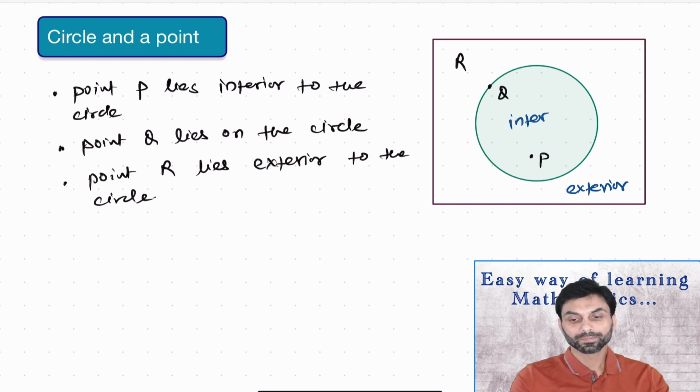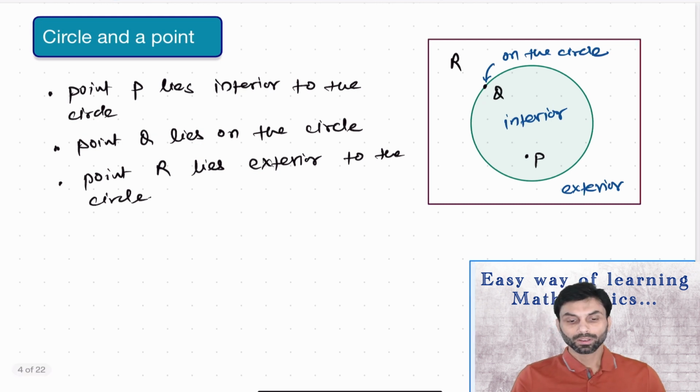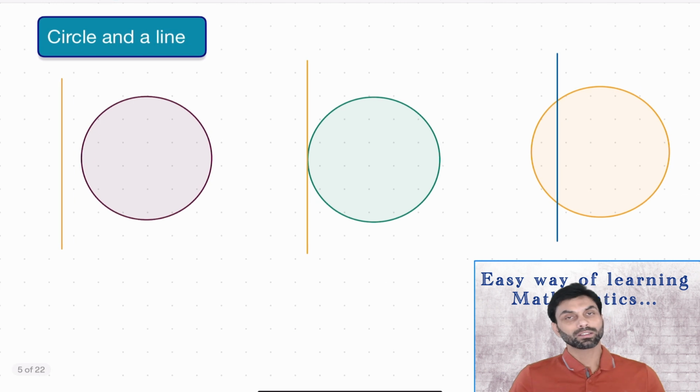That means we can say here that this is the exterior of the circle, this is the interior of the circle, and then there is a point which is called on the circle. So this is how we can locate a point with respect to a circle. Moving to the next point, we'll talk about circle and a line.